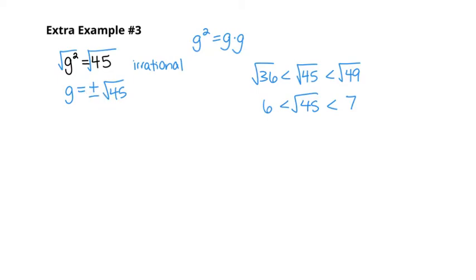But we do want to estimate it. That's one of the skills we are learning in this chapter. So we do need an approximation. So g is approximately plus or minus, and then we're going to estimate. Since we know our number is between 6 and 7, we know our answer is going to be 6 point something.